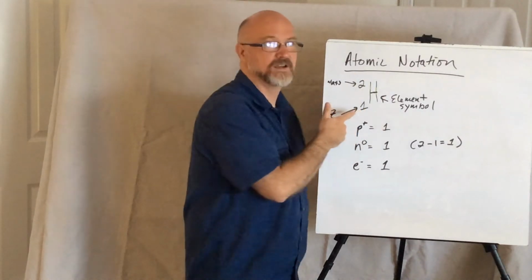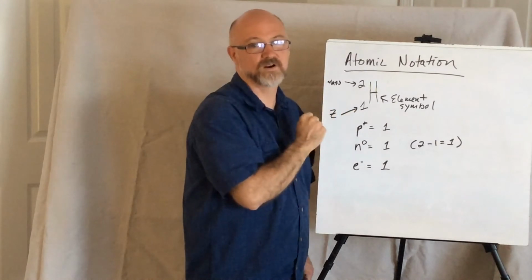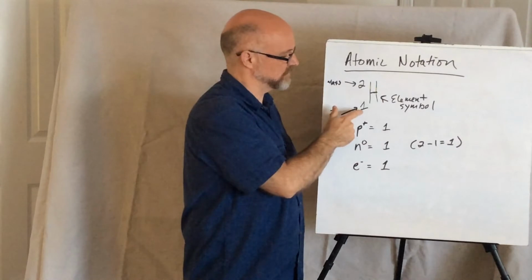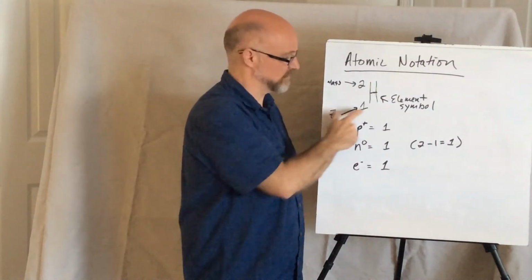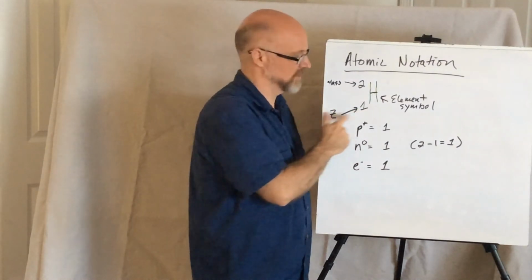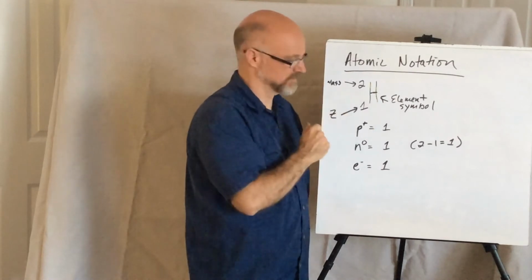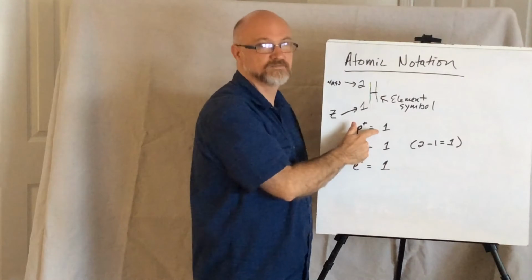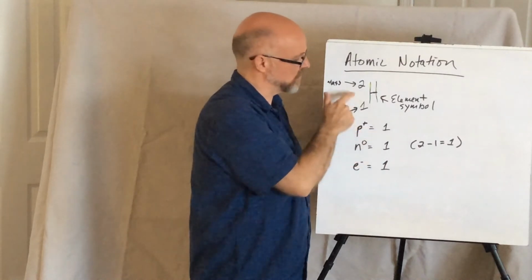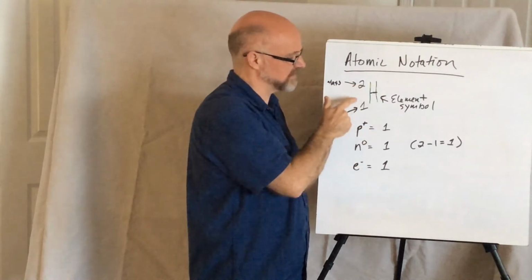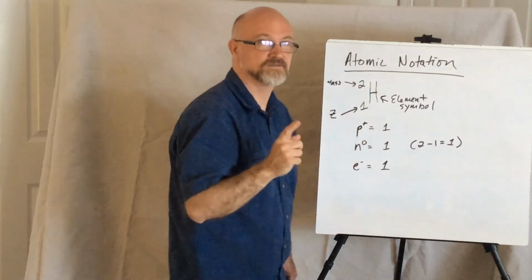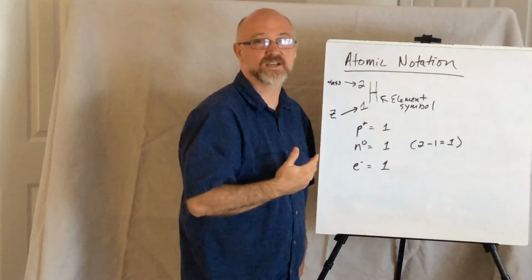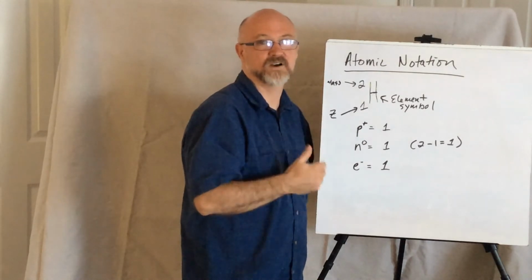So here's the symbol notation for deuterium. Mass of 2, atomic number of 1. The Z, remember, Z is shorthand for atomic number. It defines this as hydrogen. So from this information, I know there's one proton. I also know, because of the difference between these two numbers, that there's one neutron, because protons and neutrons just about equally contribute to the mass of an atom.